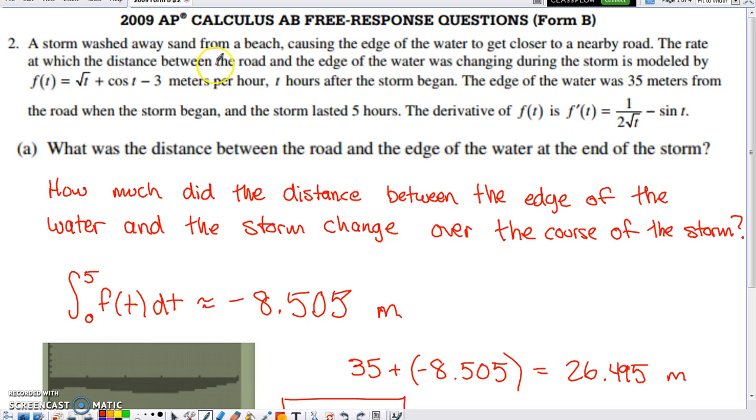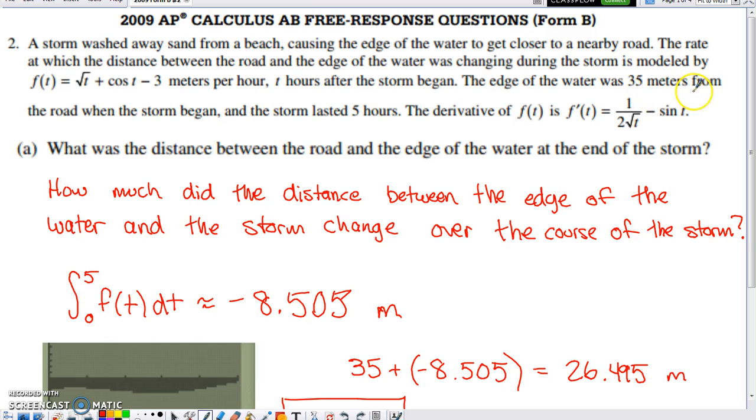The rate at which the distance between the road and the edge of the water was changing during the storm is modeled by this function here. So that function is measured in meters per hour. Although they don't really label this as a derivative, it is a rate of change, right? So this is a rate of change, and it holds t hours after the storm began.